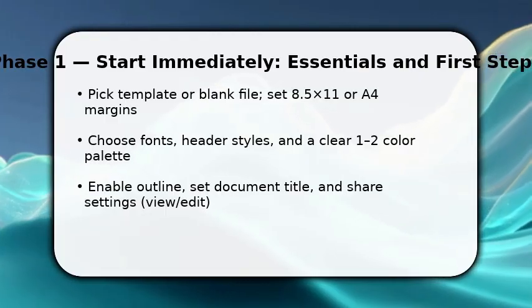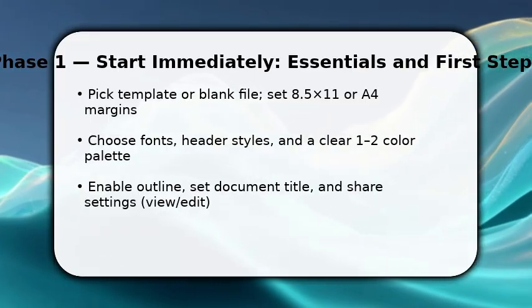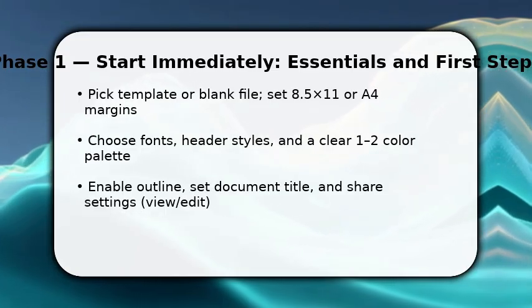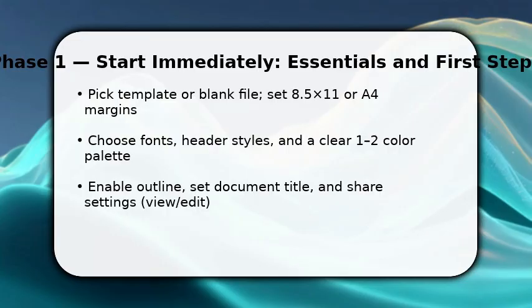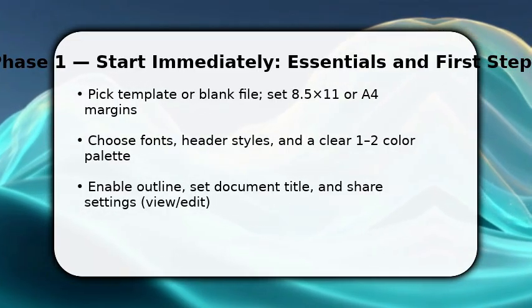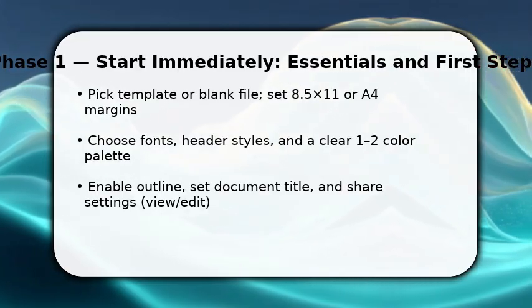You begin by creating structure. Open Google Docs and pick a template or blank file, then set page size and margins to 8.5 by 11 or A4. Next, choose 2 complementary fonts and define header styles so you can apply them consistently. Once done, create a simple color palette for headings and accents.